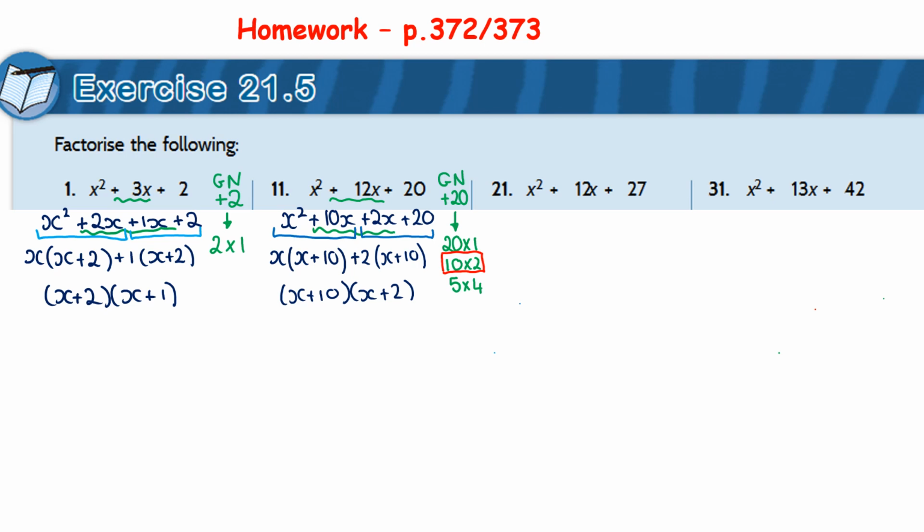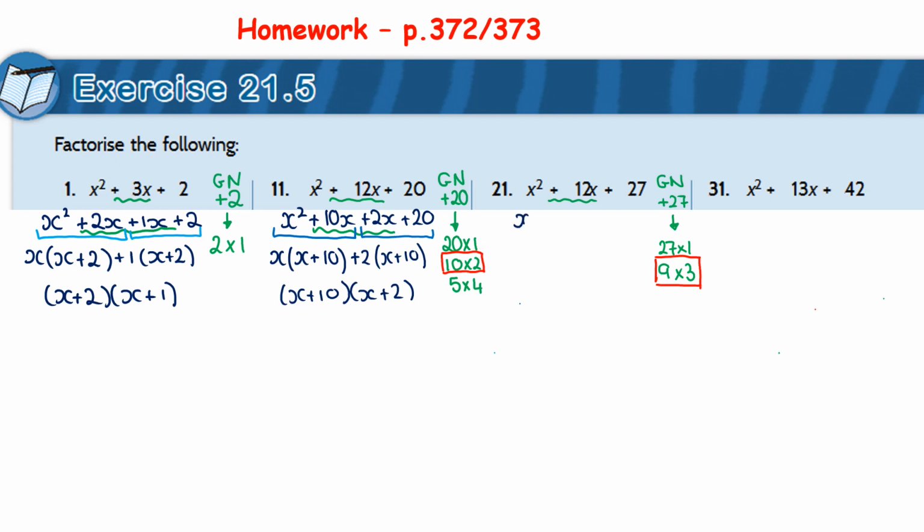So we have guide number is first number by the last number. So that's plus 27. So we need some factors for 27. So 27 by 1, 2 doesn't divide into it. 3 does, so that would be 9 times 3. 4 doesn't go into it, 5 doesn't go into it, 6 doesn't go into it, 7 doesn't go into it, 8 doesn't go into it, 9 goes into it, but we've already got that covered. So that's all we have. We're trying to find the answer that adds to 12x. That's going to be 9 by 3.